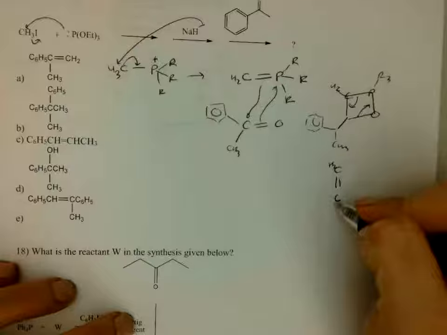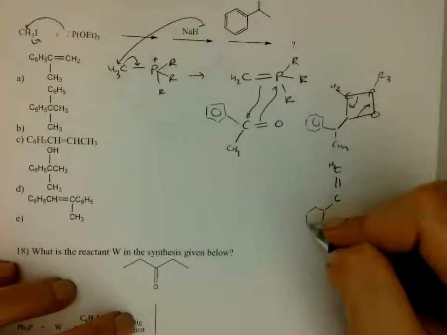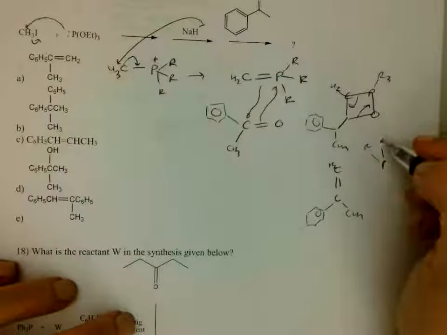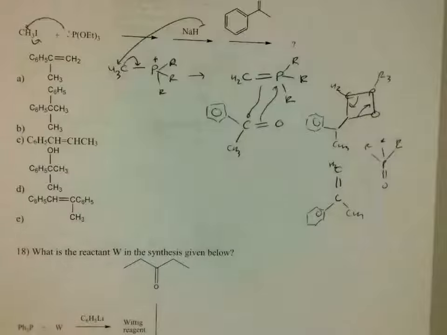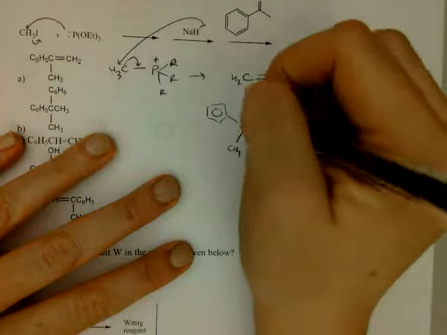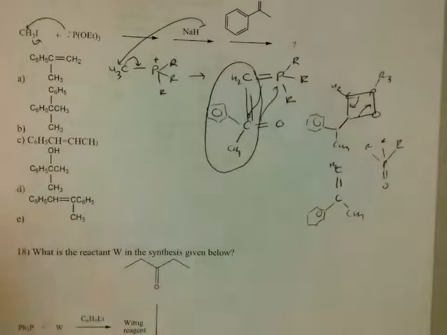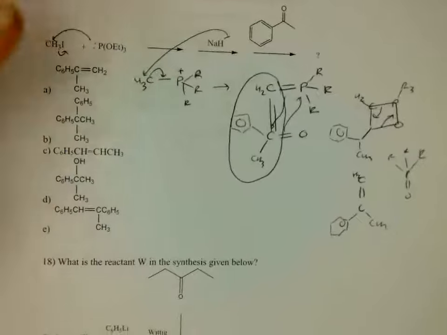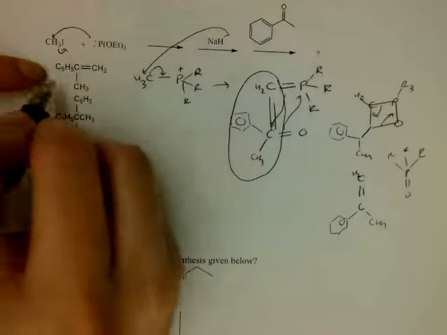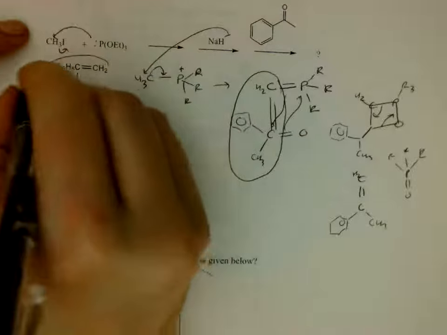CH2 double bonded to C with a benzene ring and a CH3, and then this PR3 double bonded to oxygen. Once you get faster at this, you can line these up and then just know that there will be a double bond here. And that's faster. But if what I just said is confusing to you, just go step by step for each of these reactions. Okay, so which is the right answer here? Let's see. This actually, answer choice A looks promising. It's got a benzene ring and a CH3 and a CH2 on the other side.